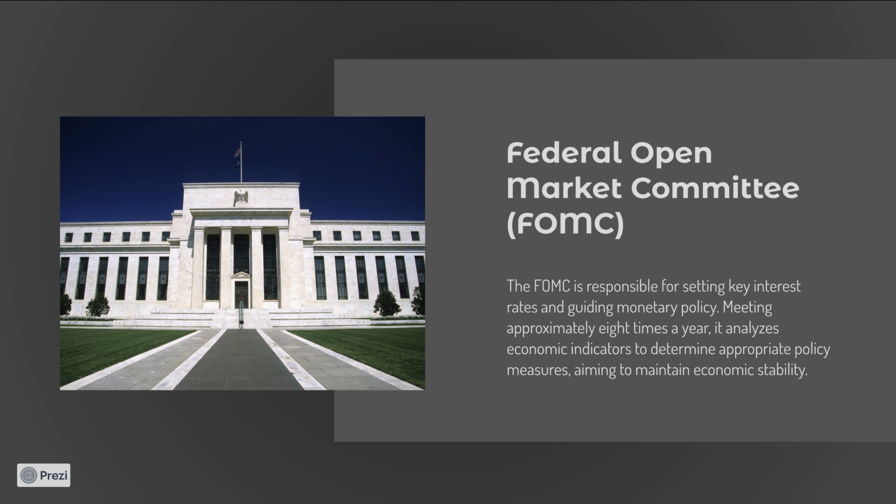Now, the Federal Open Market Committee, or FOMC, is the committee that actually sets key interest rates and guides monetary policy. This is the committee of people in the Federal Reserve. They meet about 8 times a year for a few purposes. One is to analyze economic indicators, but another very important and very relevant one is to publish what is called the Beige Book.